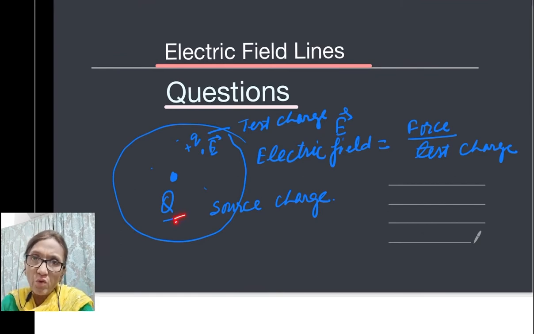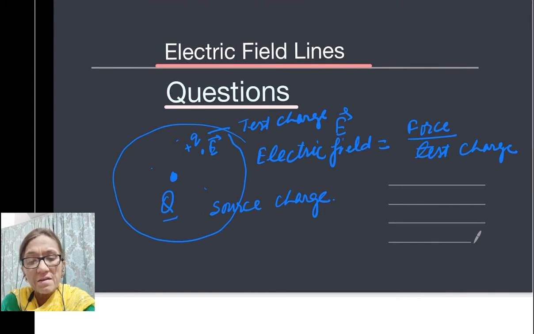So you have two charges. One is your source charge, which is creating some electrical atmosphere, with its strength in vector quantity given by electric field. At any point, electric field has a unique value. At different points, you have different electric field. It is a vector quantity.